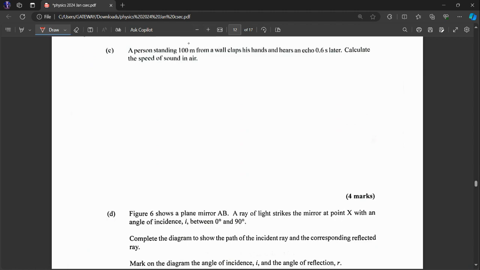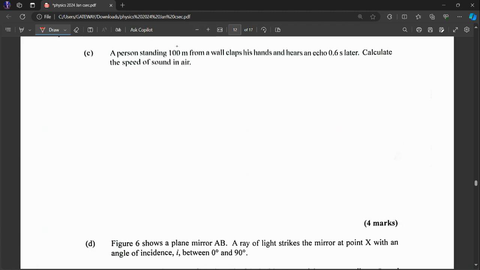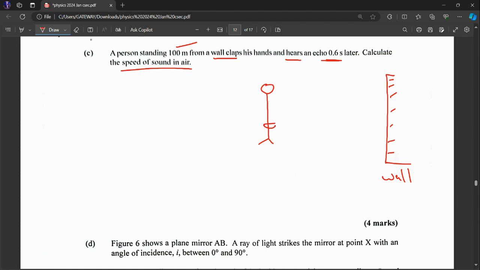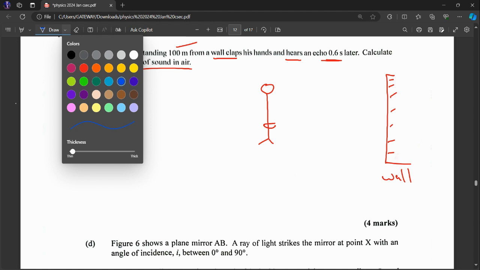Right, so let's go on to the next question here now, which is part C. They say a person standing 100 meters from a wall claps his hands and hears an echo 0.6 seconds later. Calculate the speed of sound in air. So a diagram will help with this. So let's say this is the wall here, and this is the person over here, and the person claps.